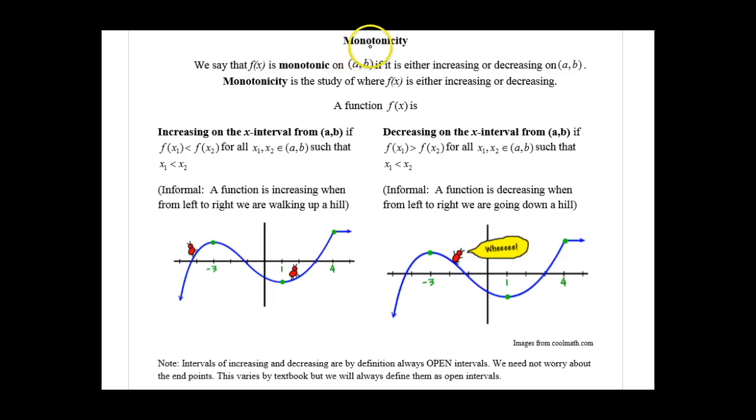Now we can look at monotonicity. We say that a function f of x is monotonic on the open interval from a to b if it is either increasing or decreasing on the open interval from a to b. In general, monotonicity is the study of where f of x is either increasing or decreasing. So now let's take a look at the formal and informal definitions of what it means to be increasing or decreasing.